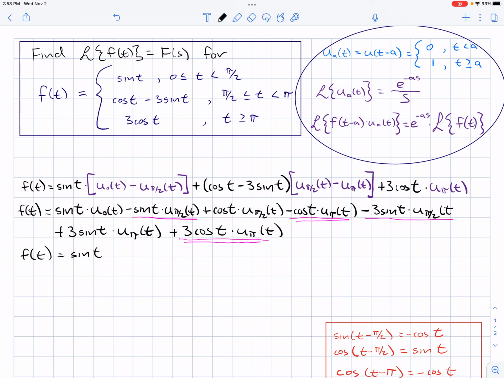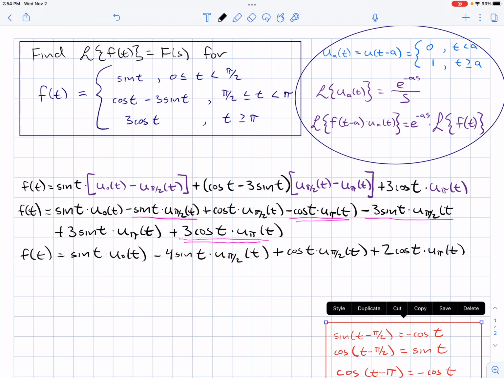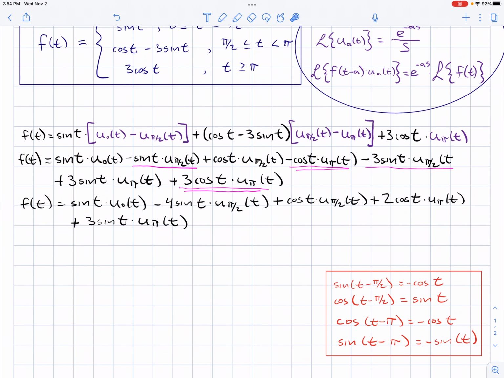A little bit. Sine of t times u sub 0 of t, minus 4 sine of t times u sub pi over 2 of t, and then plus the cosine of t times u sub pi over 2 of t, plus 2 cosine of t times u sub pi of t, and then finally, plus the last term, 3 sine of t times u sub pi of t. Okay, so now that we've simplified a little bit, it's not looking too good yet, but we're working on it.